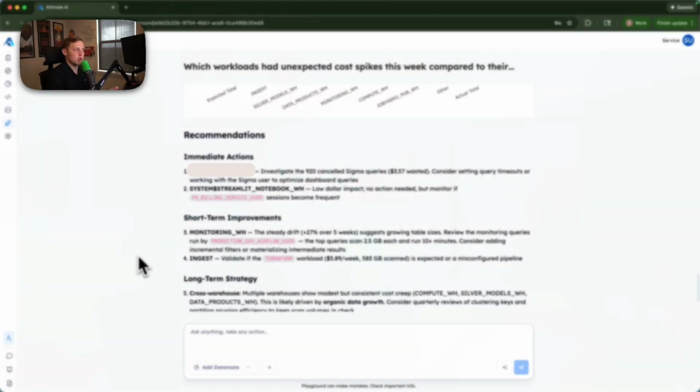So immediate actions, so the biggest one there was that Streamlit notebook, which was just like, hey, it's a low dollar impact. No actions needed, but monitor if the sessions become more frequent. Again, there's just something for you to keep an eye on. Nothing to worry about completely right now. We have that top warehouse, which is like, hey, these are 920 canceled Sigma queries. Consider setting query timeouts or working with a Sigma user to optimize those queries, right? So there's some steps there to make sure that doesn't get out of control.